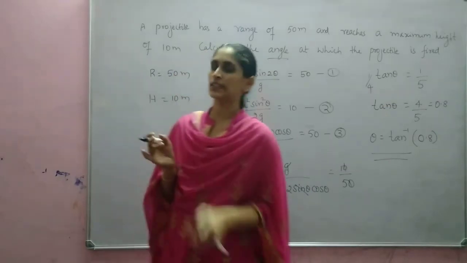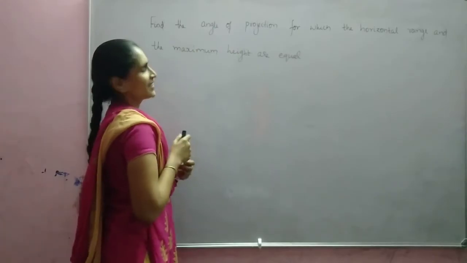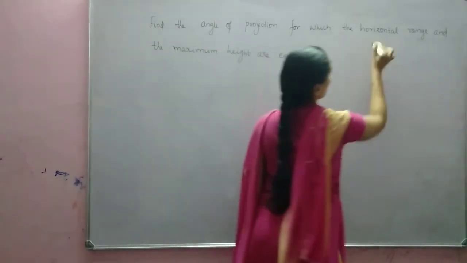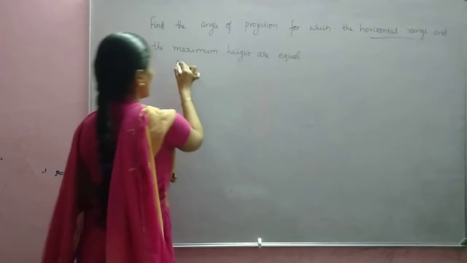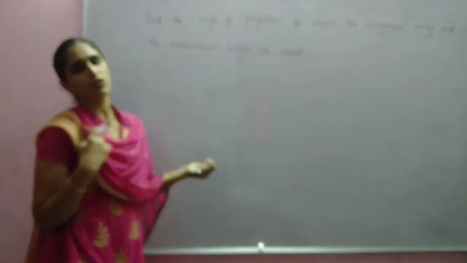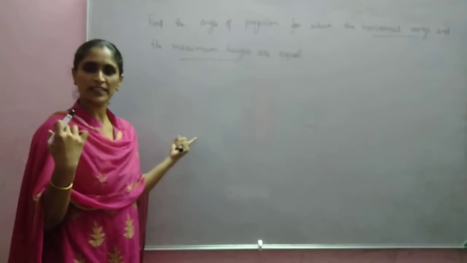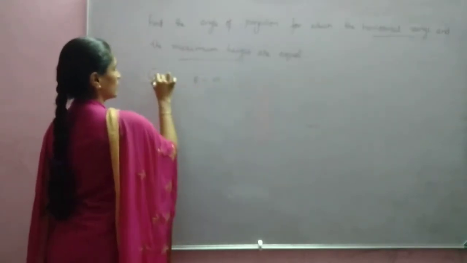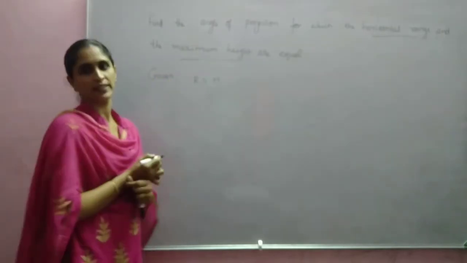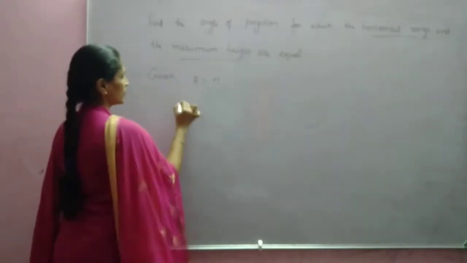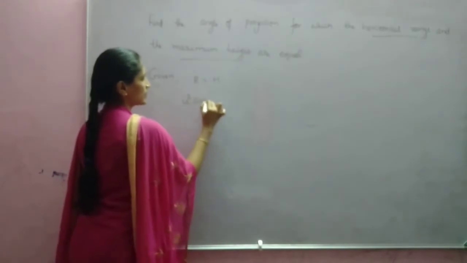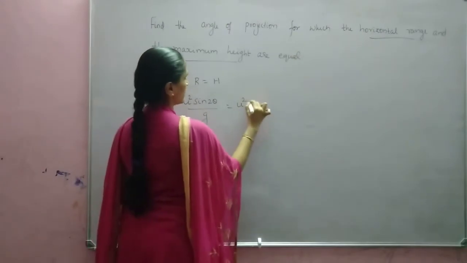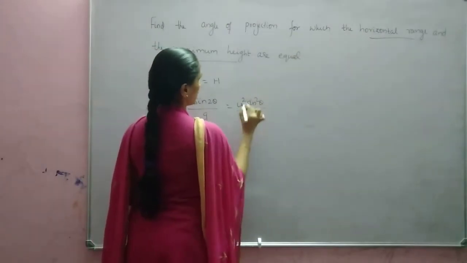Now we will discuss the next problem. So here you can see, find the angle of projection for which the horizontal range and the maximum height are equal. So you know the formula of horizontal range and you know the formula of maximum height. Given horizontal range is equal to height. The formula for horizontal range is u square sine 2 theta by g is equal to the height formula u square sine square theta by 2g.